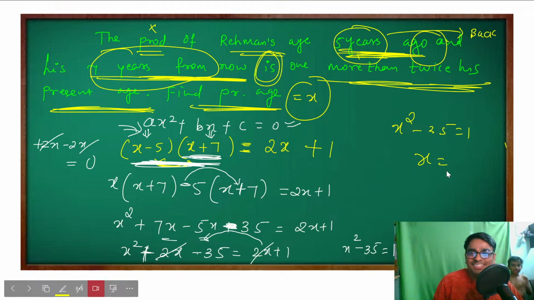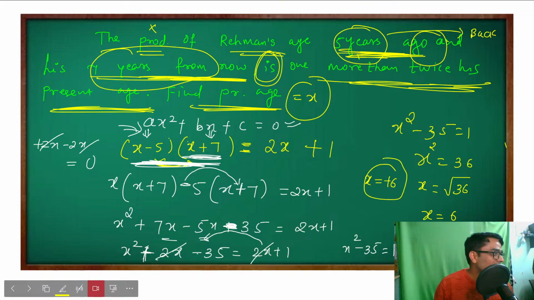Yes, 6 is right, Harshita. x square is 36, x is root 36. x is 6. Actually, plus or minus 6. x is equal to plus or minus 6. Plus 6, minus 6. But we are going to consider plus 6 as the answer, because age cannot be negative, right? Correct? Age cannot be negative. Therefore, the right answer is 6 here.